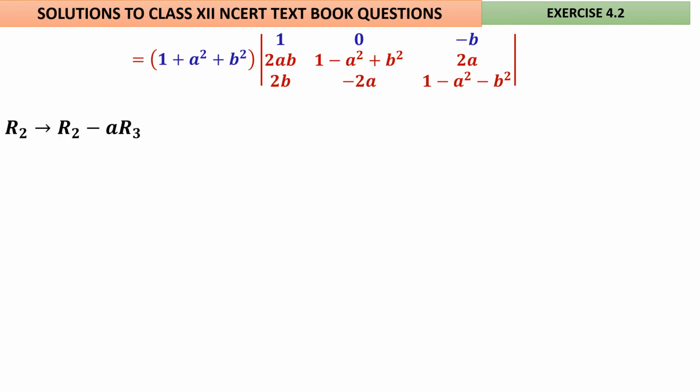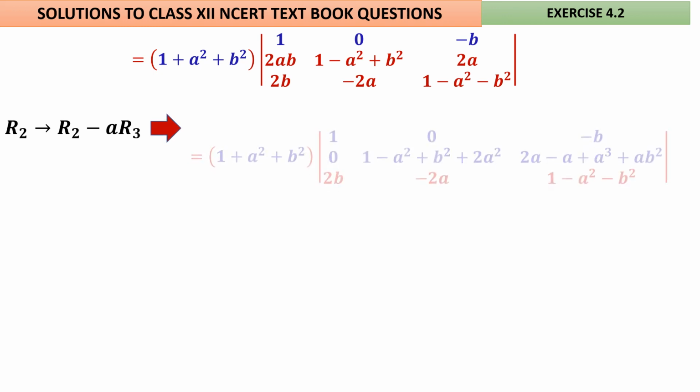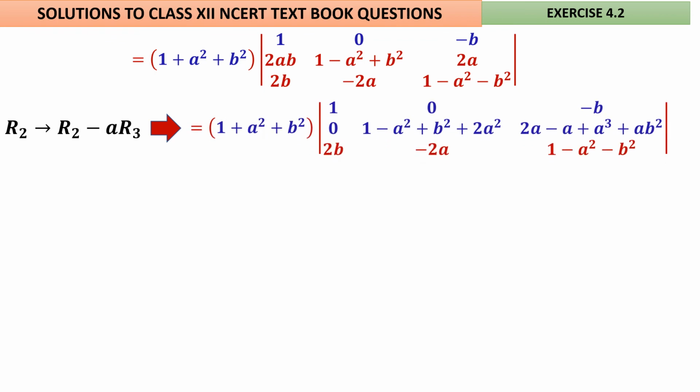Write R2 as R2 minus a R3 because we are having 1 minus a square plus b square. When you multiply the third row by minus a, it will become 2a square. Minus or minus will become plus. Therefore, 1 minus a square plus b square plus 2a square, we will get 1 plus a square. Same technique which we did earlier. Therefore, R2 will become 2ab minus 2ab 0, 1 minus a square plus b square plus 2a square. Then 2a minus a plus a cube plus ab square.